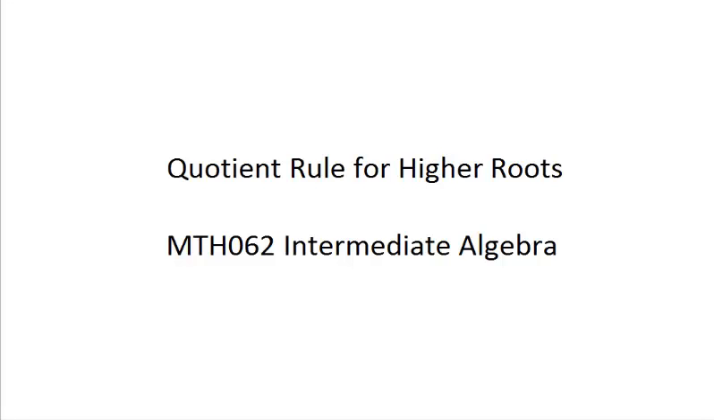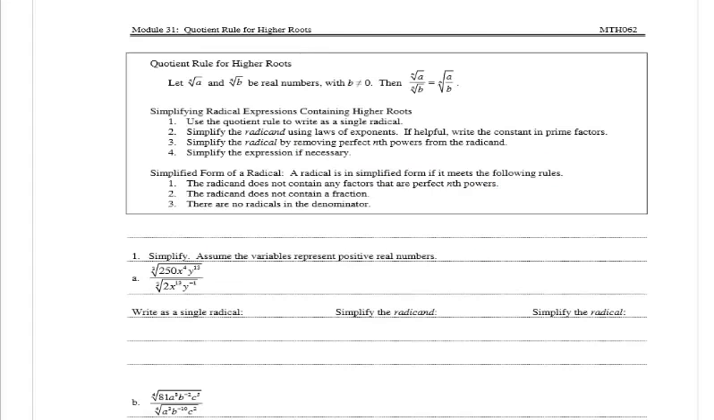In this video, we're going to take a look at the quotient rule for higher roots. So the quotient rule for higher roots: let the nth root of a and the nth root of b be real numbers with b not equal to 0. Then the nth root of a divided by the nth root of b is equal to the nth root of a divided by b.